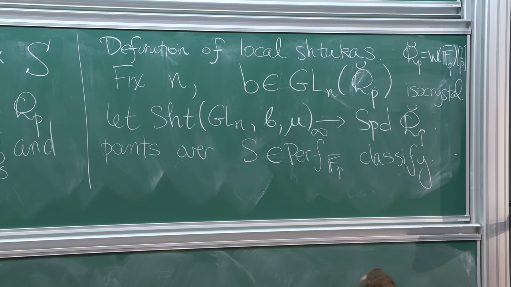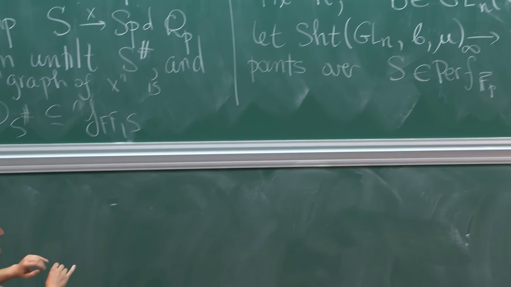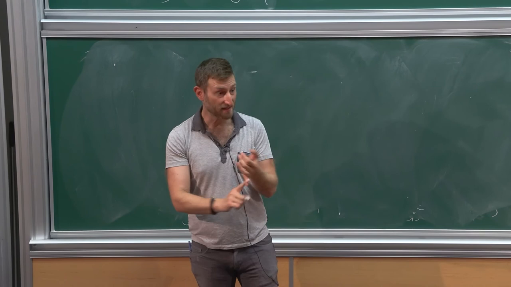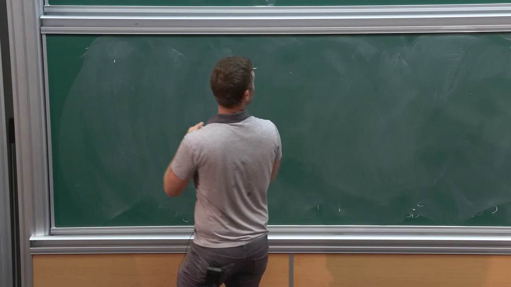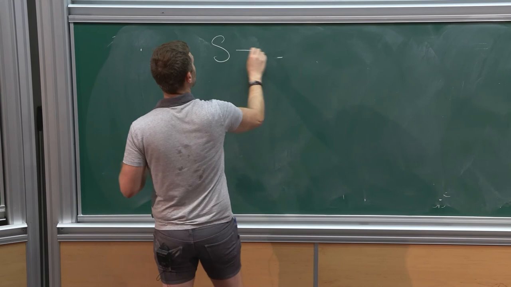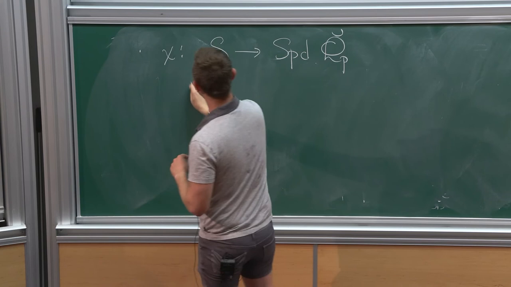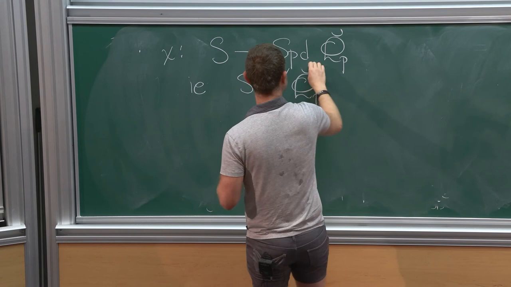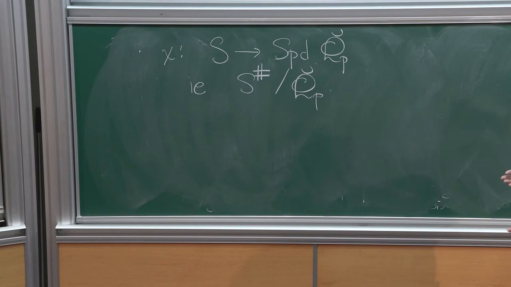All right, so this will classify some data. And just as the original definition of Drinfeld Shtukas, it will be legs, a vector bundle, and then a map between vector bundles. So I need three pieces of data. One of them is going to be a leg. So that's going to be a map from S to Spd Q_p breve, and that's the same thing as an untilt, S sharp, which lives over this field. So S lives in characteristic p, but specifying a leg is exactly the same as specifying an untilt.